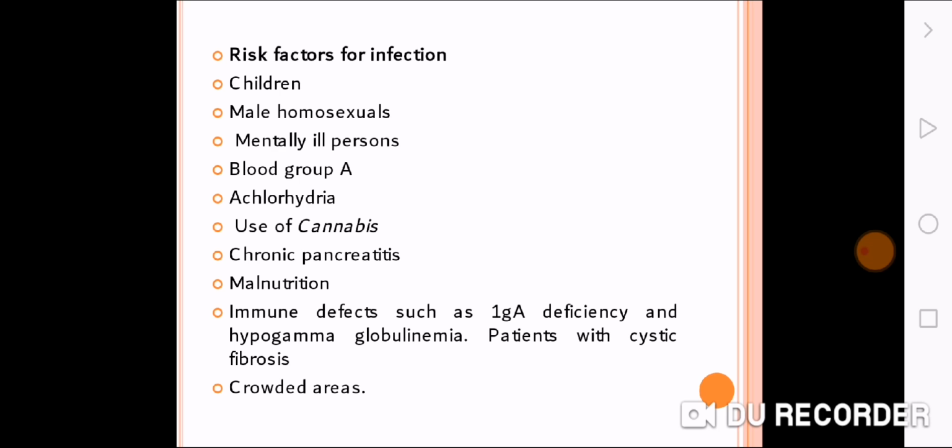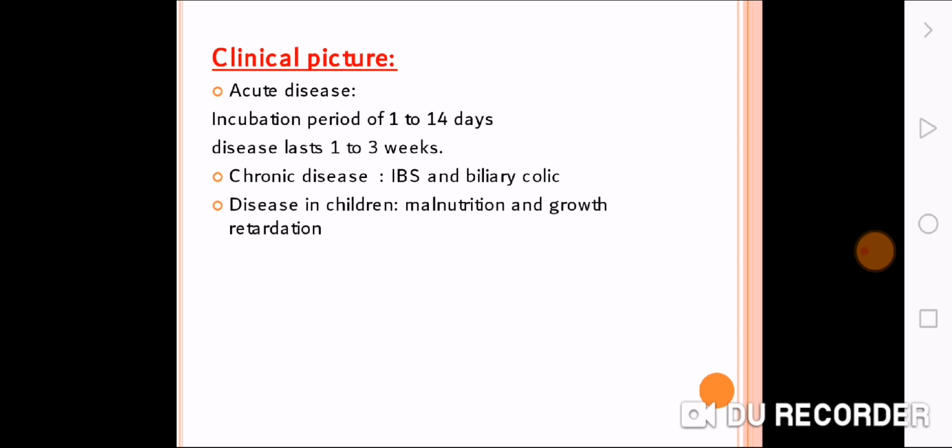Blood group A, those with achlorhydria, low stomach pH, also they can get the infection. Use of cannabis, chronic pancreatitis, malnutrition, immune defects such as IgA immune deficiency, cystic fibrosis. All these can be at risk of getting the infection, and those who live in crowded areas.